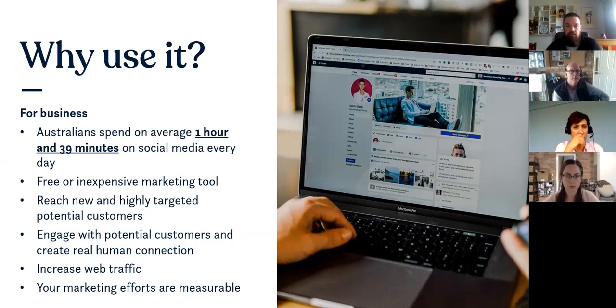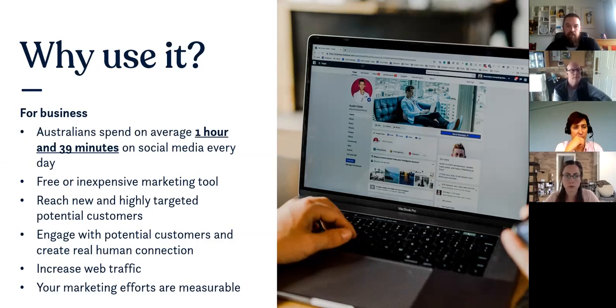It increases traffic to your own website. So a lot of you have probably spent a lot of time or paid a lot of money to have a website built for you, but then it's about driving traffic to that website. Like, how do you get it? Social media is a great way to drive traffic to your own marketing platforms like your website.